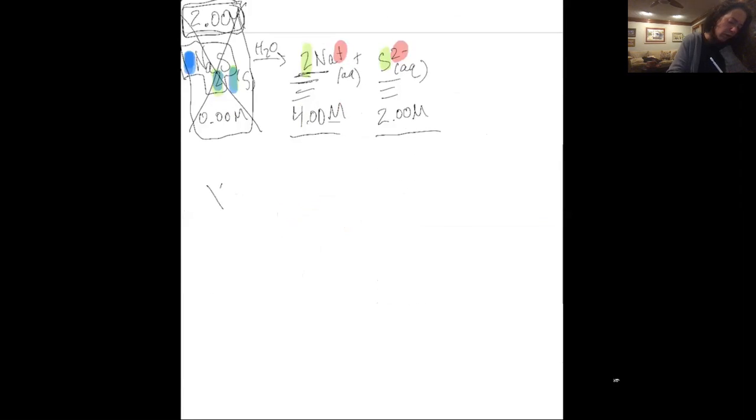Let's look at one more here. X2Y3, solid, put it in water. We would have 2 X's, and we could infer that those X's had a 3+ charge, right? And we will have 3 Y's, and we would infer that they had a 2- charge, right? Okay. If that confused you, ask me about it, and I'll go over it in further detail.